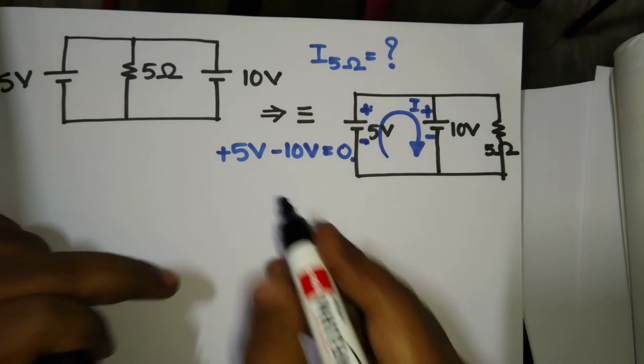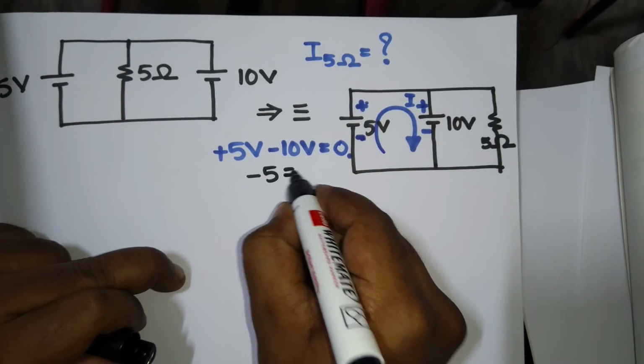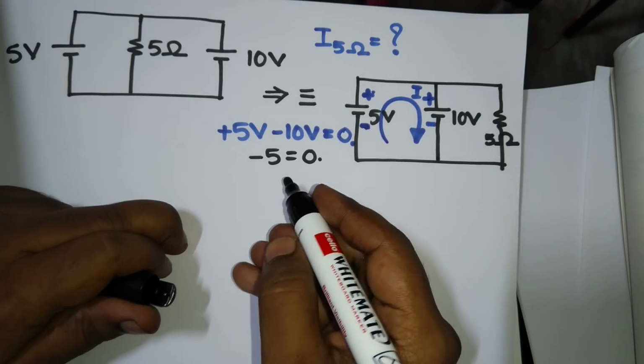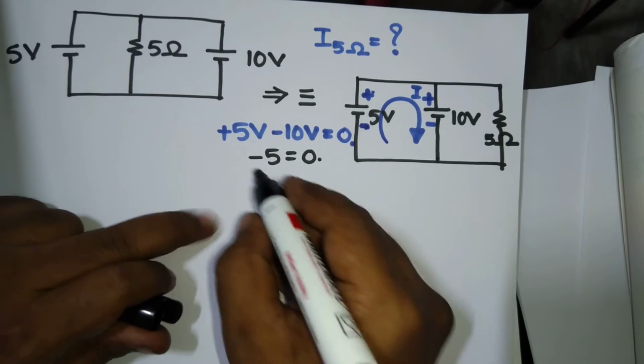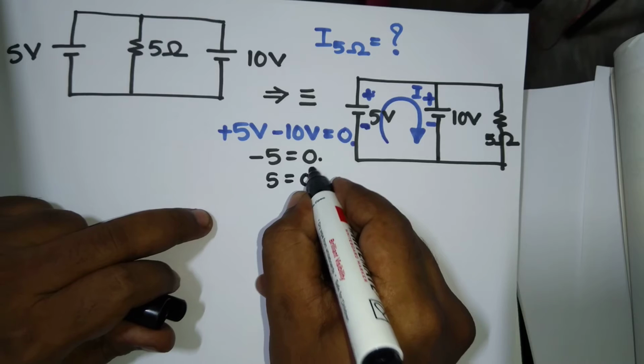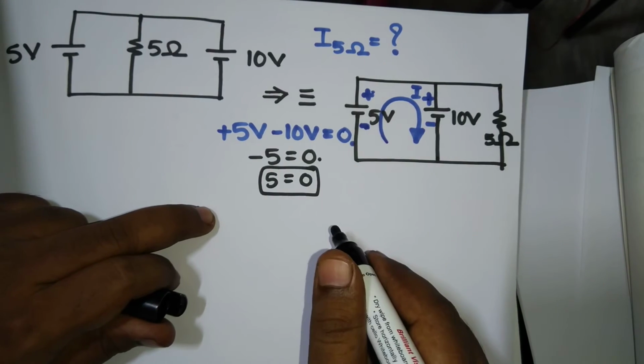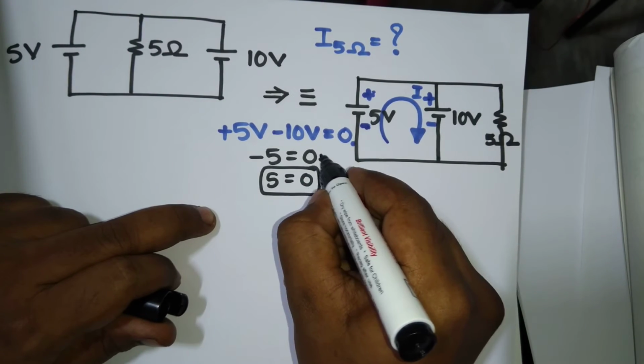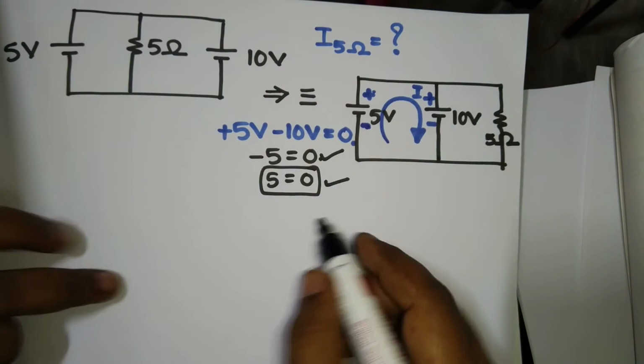So unfortunately what happened here? Negative 5 equal to 0. See, 0 is something like a dump, so I can throw this negative sign over here. So 5 equal to 0. Now what is the meaning of this? Or I can take this one, doesn't matter. I can take this or this one. But what is the meaning of this?